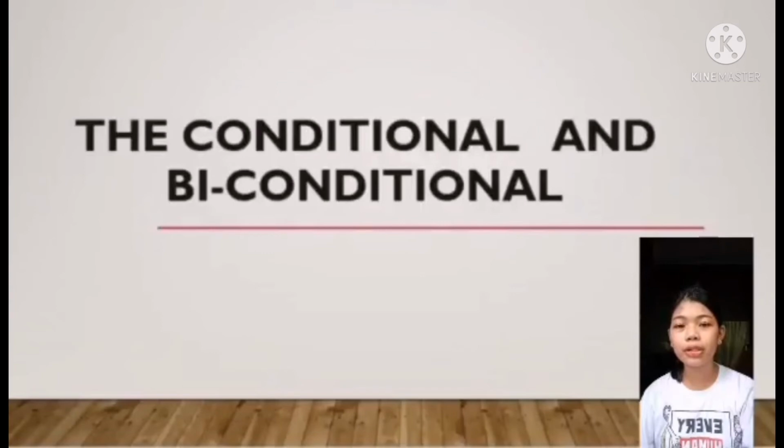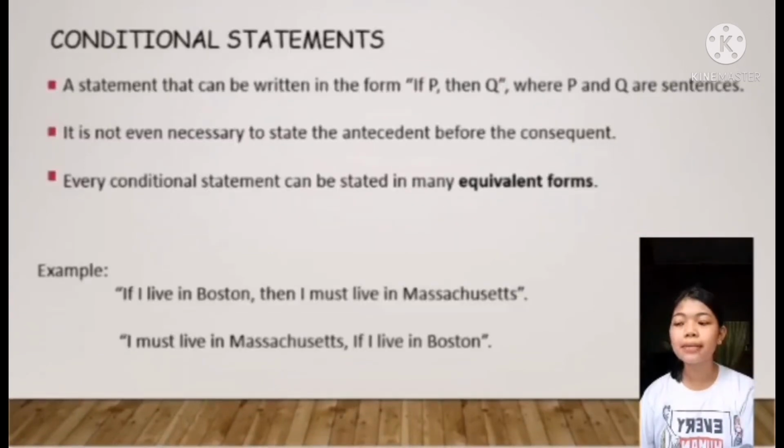Conditional and biconditional. A conditional is a statement that can be written in the form if P then Q, where P and Q are sentences. It is not even necessary to state the antecedent or hypothesis before the consequent or conclusion. Every conditional statement can be stated in many equivalent forms. For instance, if I live in Boston, then I must live in Massachusetts. The statement could also be stated as, I must live in Massachusetts if I live in Boston.